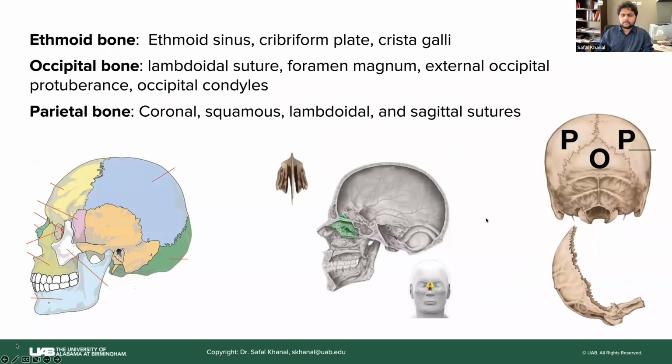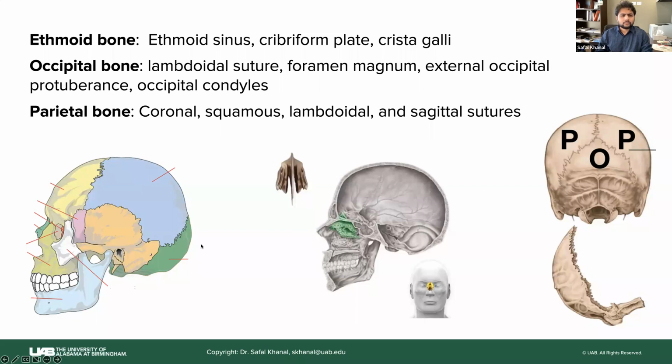Now, if you look at some of the prominent structures in these bones, the ethmoid bone has an ethmoid sinus. If you remember, there are 4 sinuses: frontal, maxillary, ethmoid, and sphenoid. The ethmoid bone also has the cribriform plate, through which the olfactory nerve passes. It also has crista galli, which is a cock's-comb-like projection, and the membrane from the brain attaches around this portion, so that the brain cannot move freely in the skull.